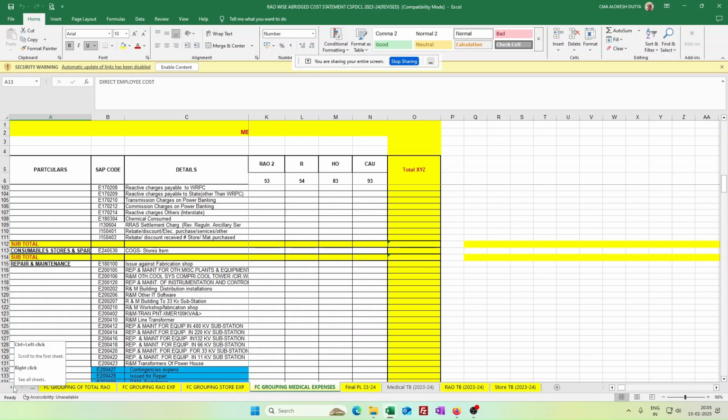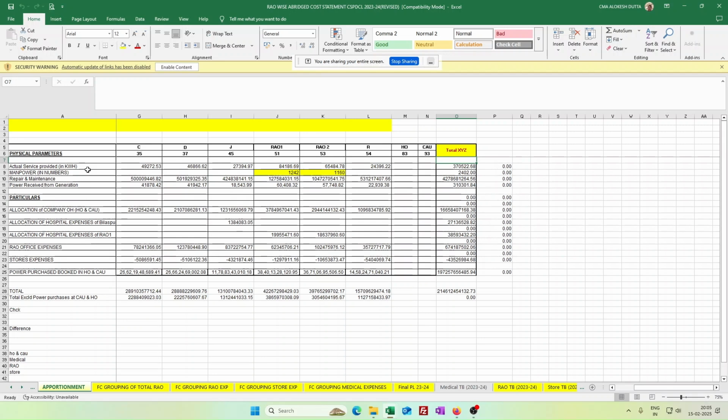Now, after this heading, some apportionment should be done of the service cost, that means hospital, stores, RAO office, that is the administrative office at the regional level. These are to be apportioned on a suitable basis, and this is the basis: actual service provided, manpower, repair, maintenance, power received from generation. These are called cost drivers. The ratio on which the common cost is apportioned is called the cost driver.